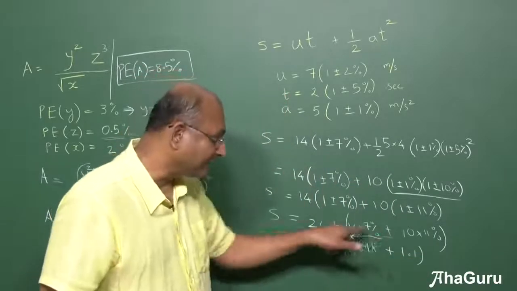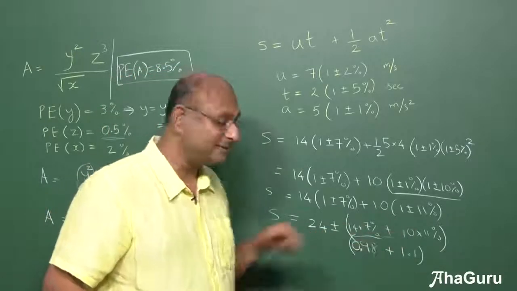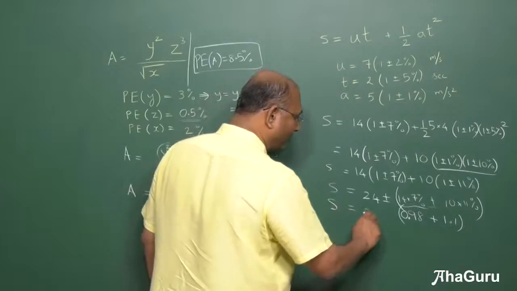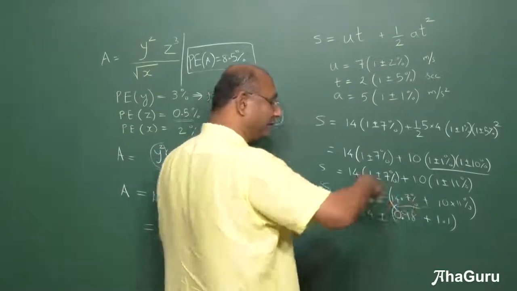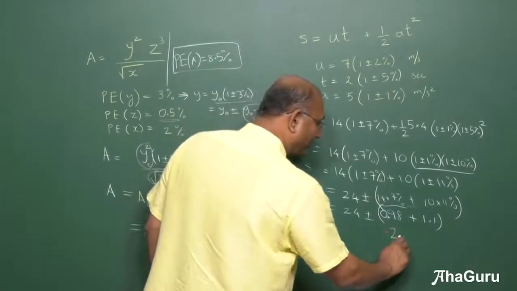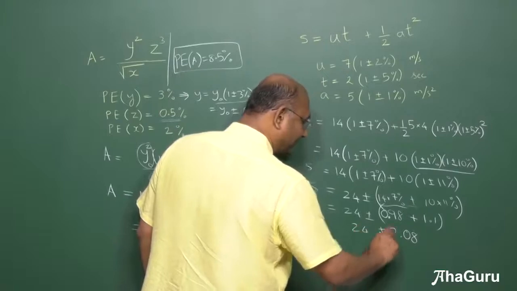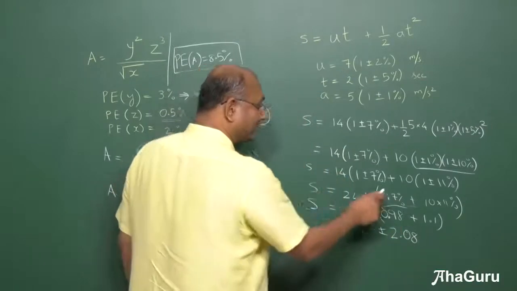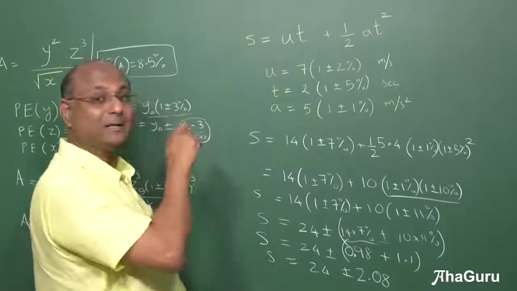Now suddenly if you notice, I have converted everything to absolute error. It is no longer percentage error. So S is equal to 24 plus or minus 0.98 plus 1.1. What is 0.98 plus 1.1? 2.08. So 24 plus or minus 2.08. Don't look at the 7%, 11%, etc. You have to recalculate the percentage.